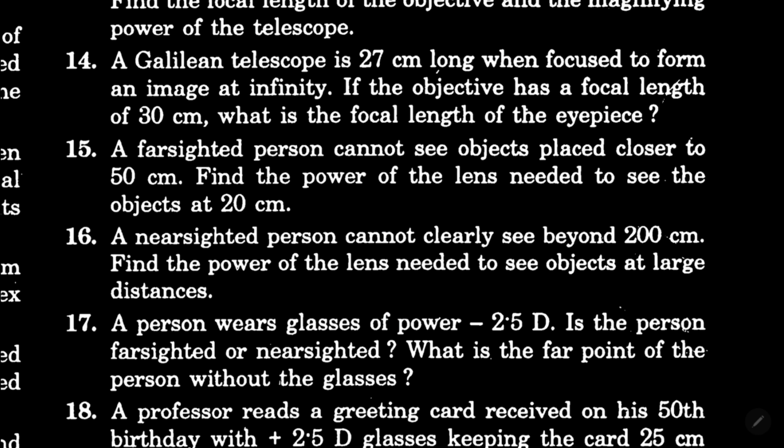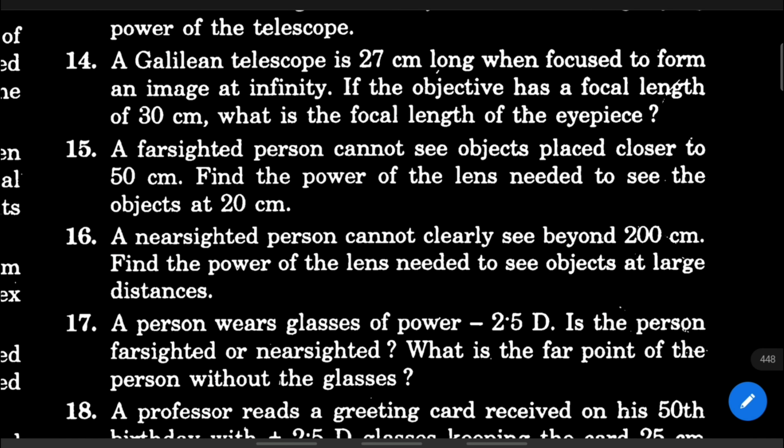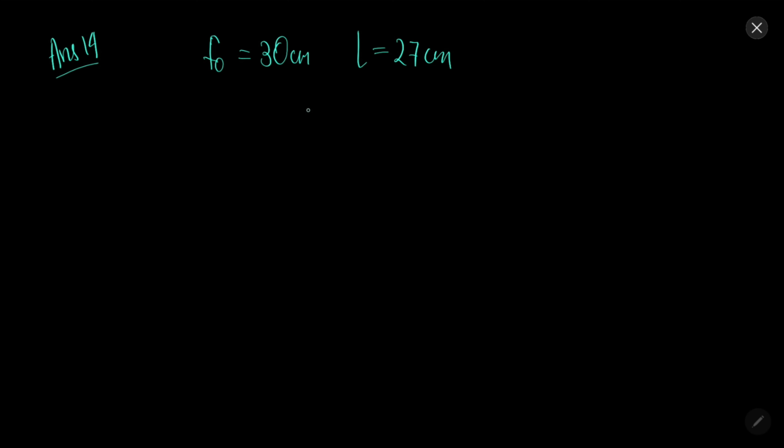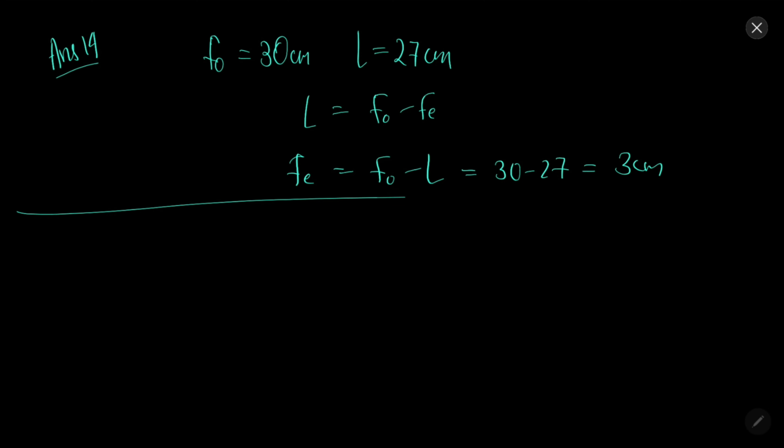In question 14, a Galilean telescope is given. If the objective has focal length 30 centimeter, what is the focal length of the eyepiece? So this is solution 14. So FO and L. Length will be FO minus FE. FE will be FO minus L, 30 minus 27, 3 centimeter.